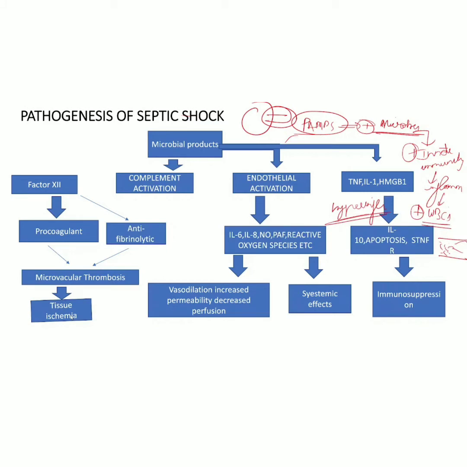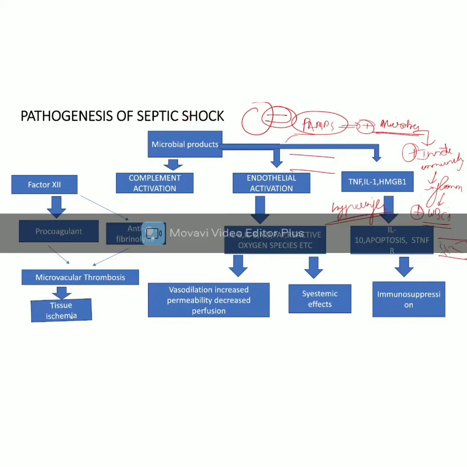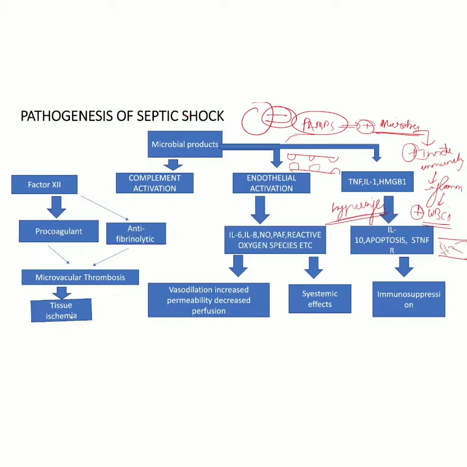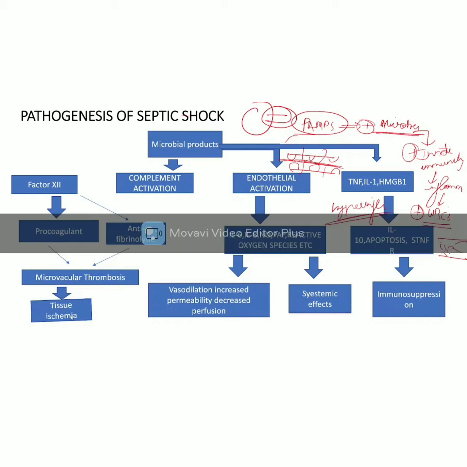And it also activates the endothelium. When the endothelium is activated, the gap junctions between this endothelium become loose. And what happens after that? The blood is flowing, and the blood products start leaking. What happens when the blood products start leaking? There is tissue edema.